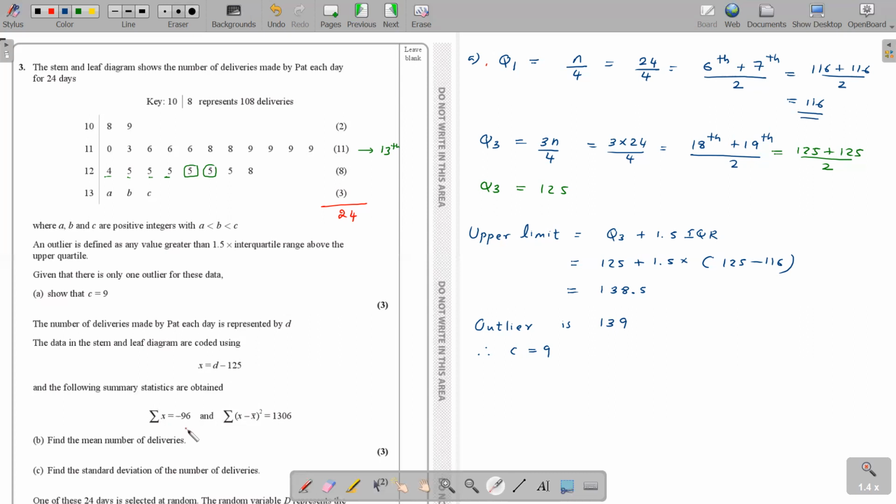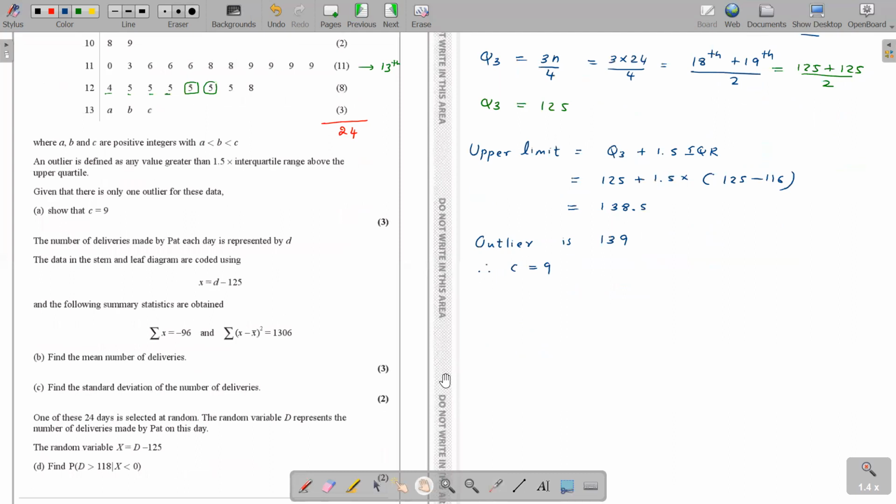Summation of X is minus 96. Summation of (X minus X bar) square is 1306. Find the mean number of deliveries. So how do we find the mean number of deliveries? What's the equation for the mean? Mean equals sigma X over N. This is the equation we learned in chapter 2.